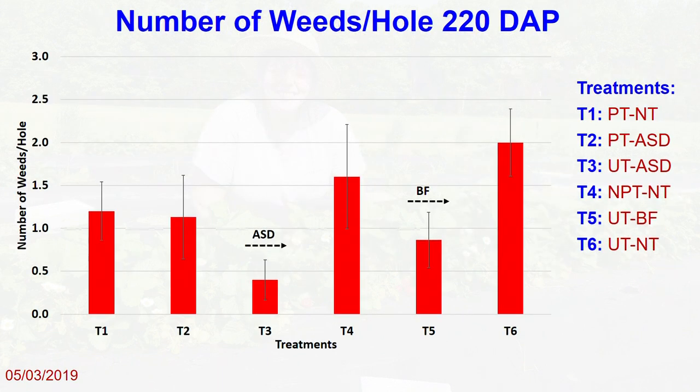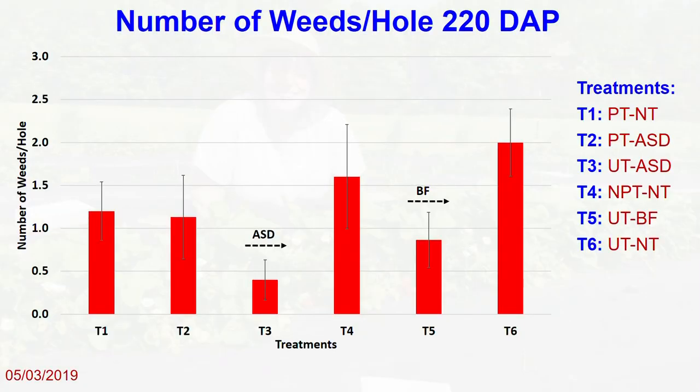This is interesting. So we also counted number of weeds per hole, because the function of our treatments, ASD and biofumigation, is to suppress the germination of seeds, and we made some interesting observations. Treatment 3 and treatment 5 are ASD, where we used anaerobic soil disinfection, and BF means biofumigation. So we observed fewer weeds after 220 days after planting.